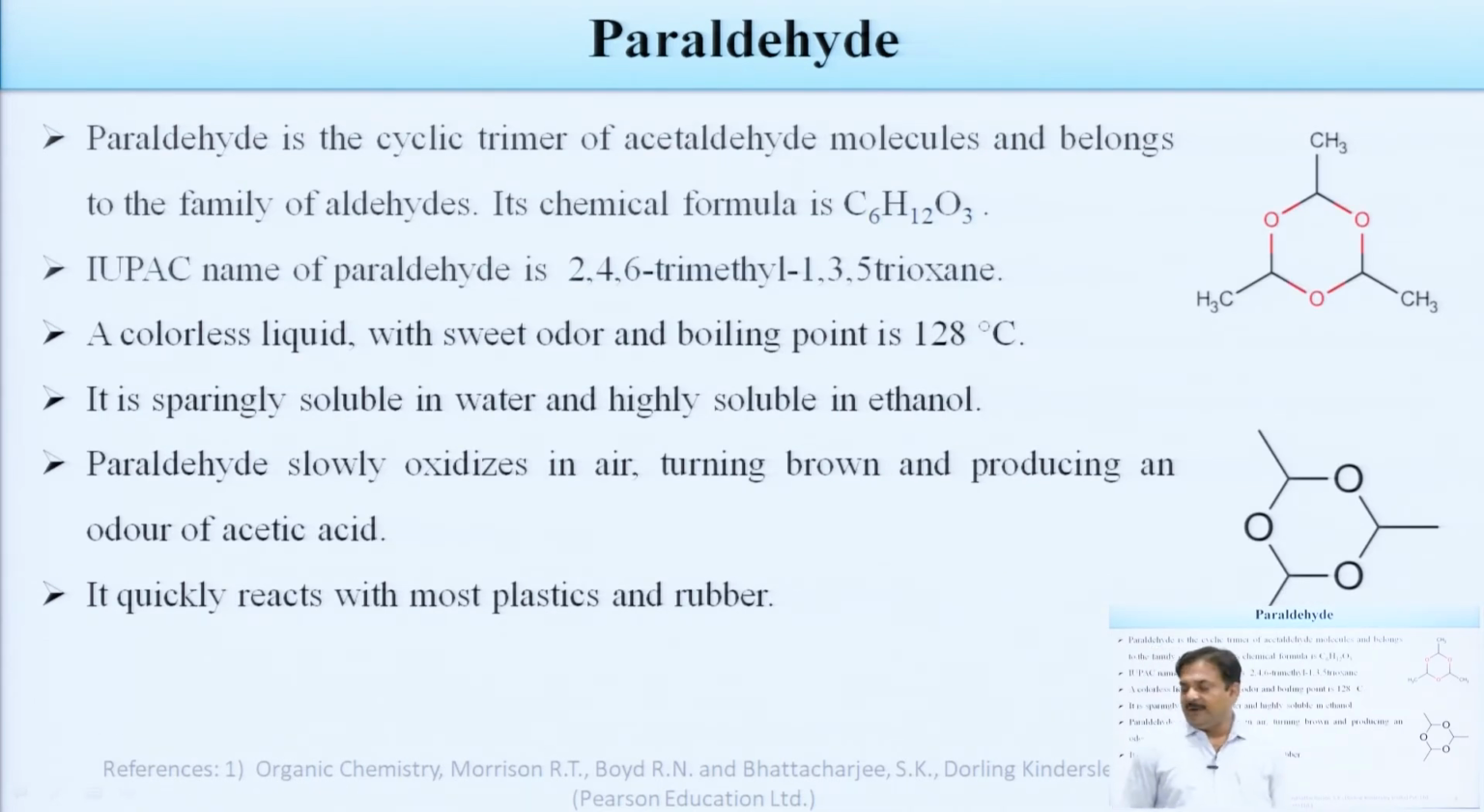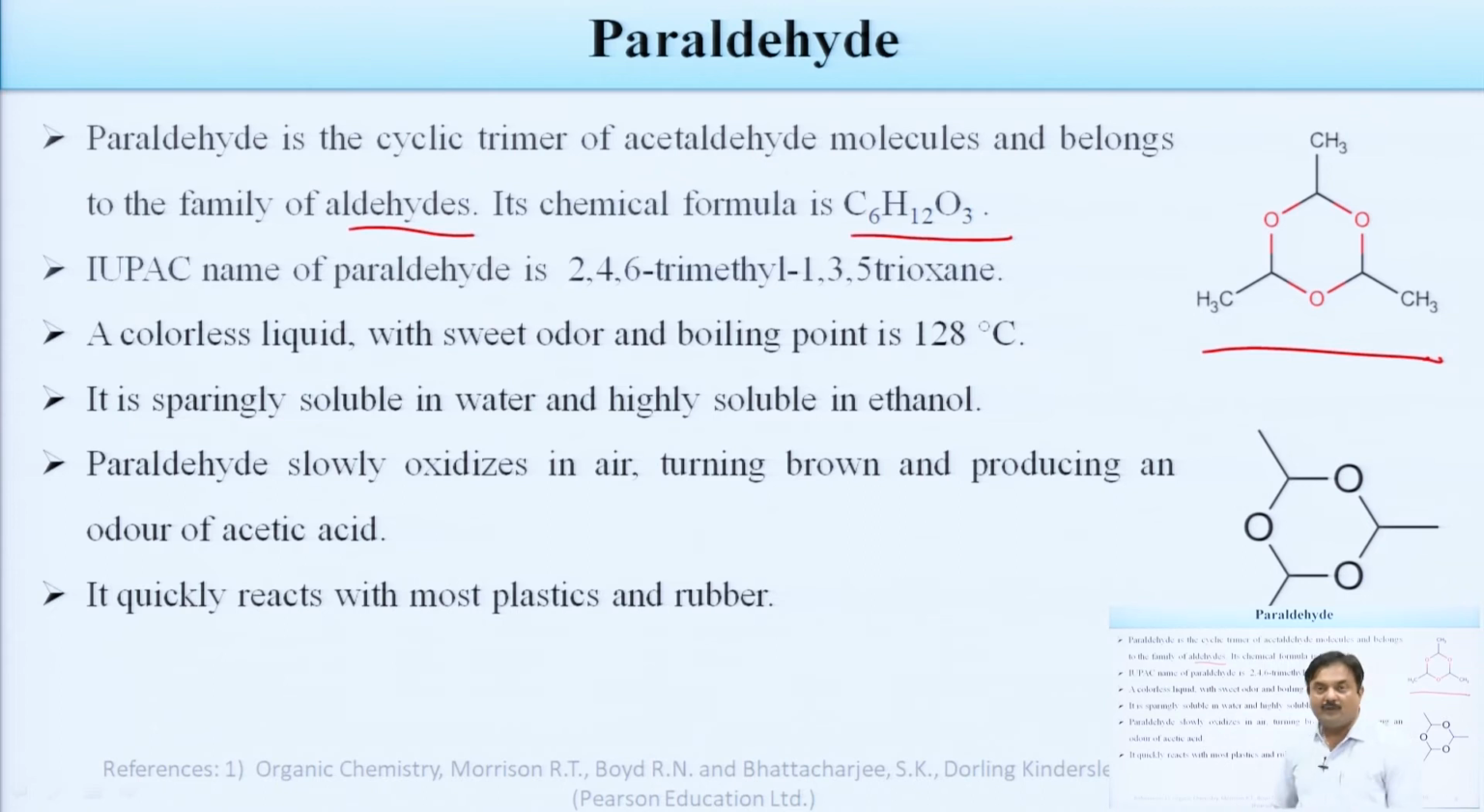Now, the next molecule is paraldehyde. Paraldehyde is the cyclic trimer of acetaldehyde molecules and belongs to the family of aldehydes. As the name suggests, you can better understand. Its chemical formula is C6H12O3, and you can see the structure here. It is a cyclic, 6-membered structure, 3 of the 6 members are oxygens, with no double bonds in the ring.